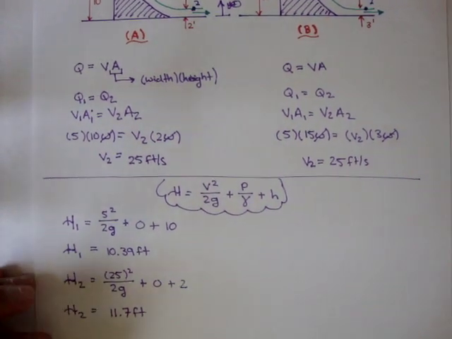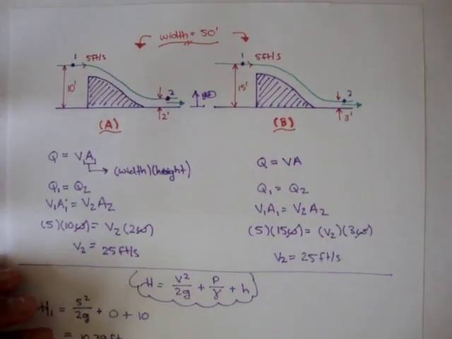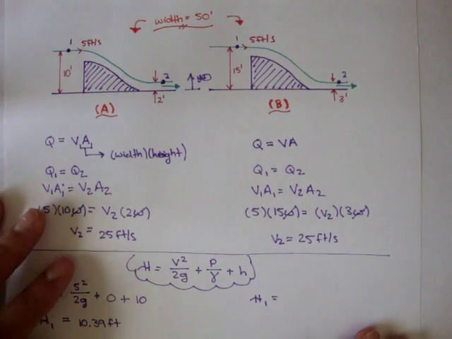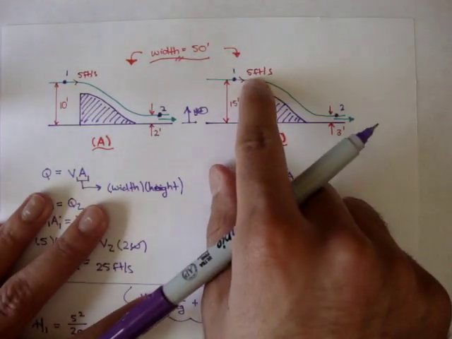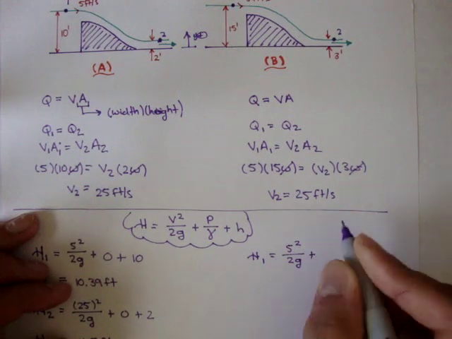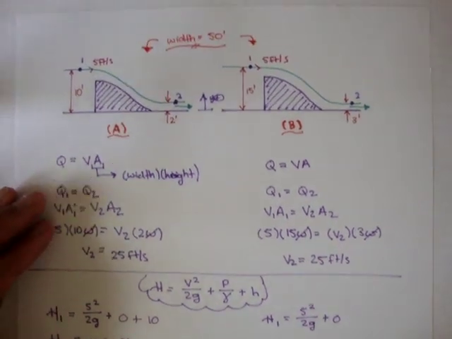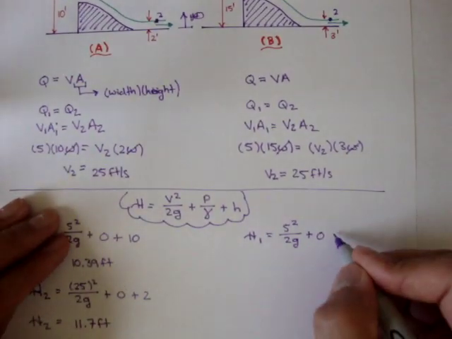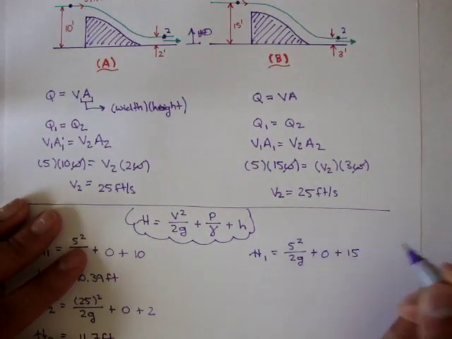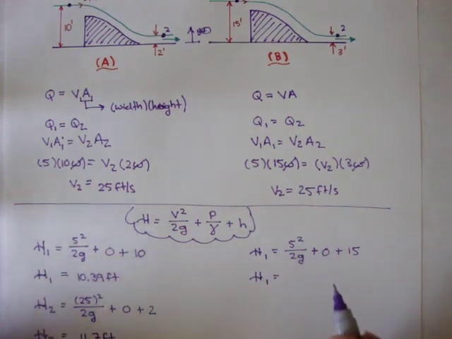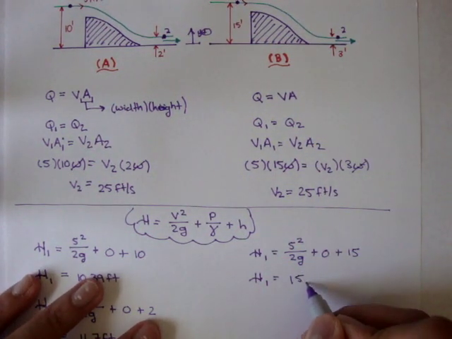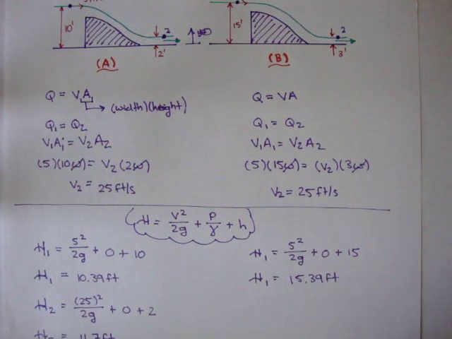Okay. Now let's do the same analysis for scenario B, okay? So our total energy head at point 1 for B is going to be equal to V squared, which is 5 feet per second squared. So 5 squared over 2G plus pressure over gamma. Again, that's 0 because point 1 is open to the atmosphere, plus the height. The height relative to the base here looks like 15 feet, right? So 15. So we solve that and we get the total energy head at point 1 of scenario B is about 15.39 feet.